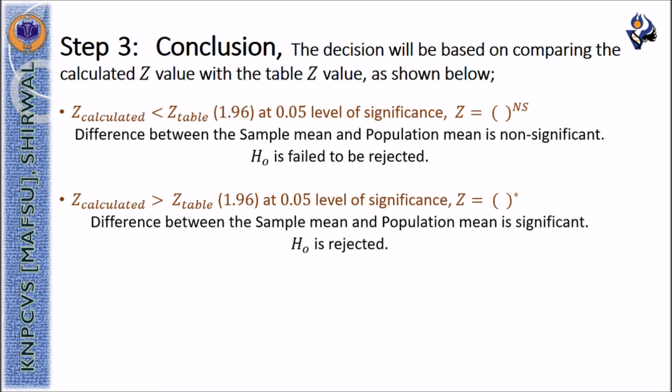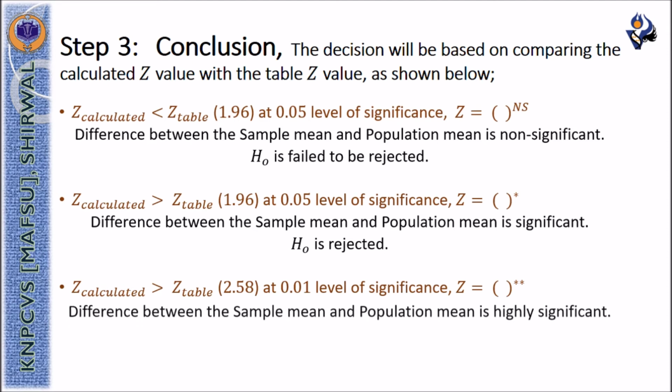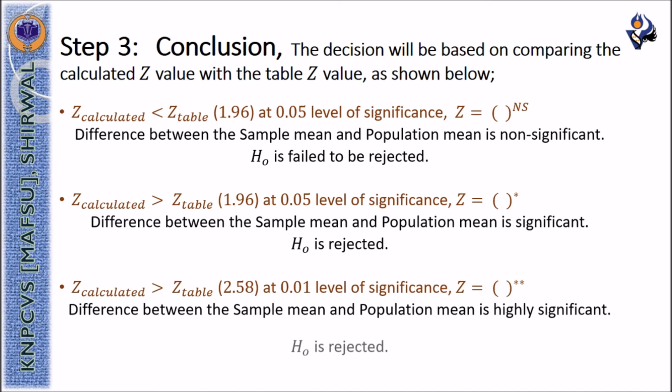Whereas if the calculated z value even exceeds the table z value at 1% level of significance, that is 2.58, we say that the difference between the sample mean and population mean is highly significant. Null hypothesis is again rejected.